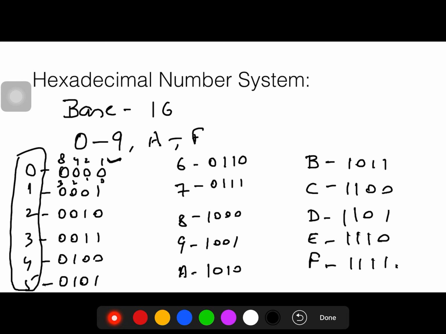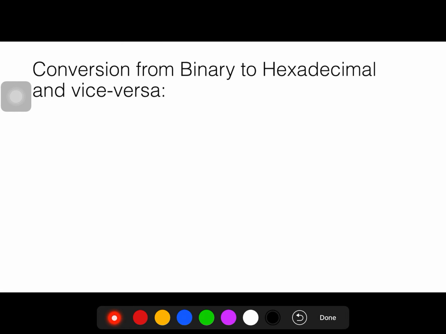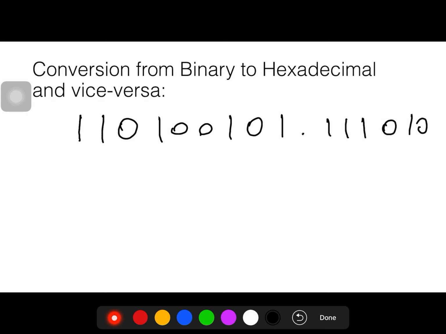Hexadecimal. In order to convert a number from decimal to hexadecimal, we will again factorize and use place value and face value. From binary to hexadecimal, how to convert? Suppose I am given a number 1101.1101010, and this number is in binary. I have to convert this number to hexadecimal.